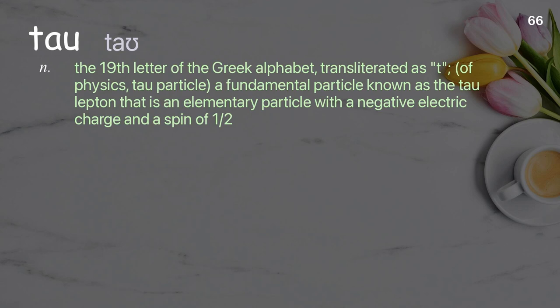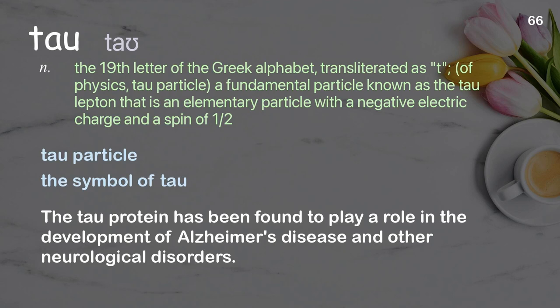Tau: the 19th letter of the Greek alphabet, transliterated as T, of physics, tau particle, a fundamental particle known as the tau lepton that is an elementary particle with a negative electric charge and a spin of 1/2. Examples: tau particle, the symbol of tau. The tau protein has been found to play a role in the development of Alzheimer's disease and other neurological disorders.